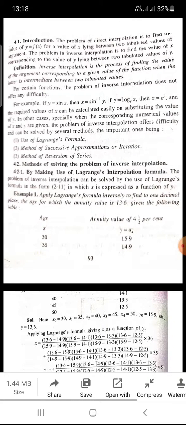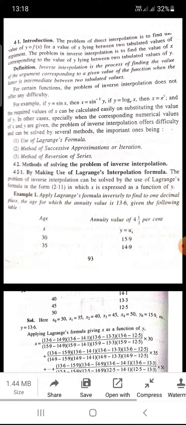Today we will be discussing inverse interpolation. In this we shall find the value of the independent variable x corresponding to some desired value lying between two values of the dependent variable y. In other words, inverse interpolation is the process of finding the value of the argument corresponding to a given value of the function when the latter is intermediate between two tabulated values.